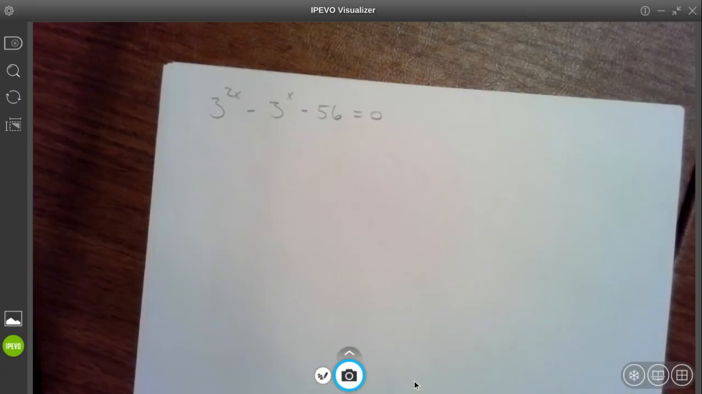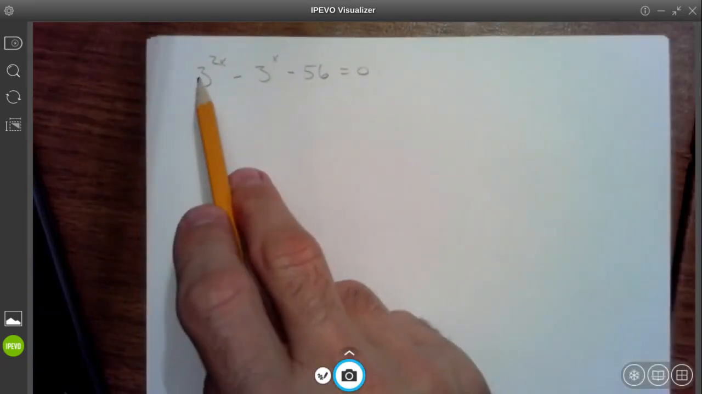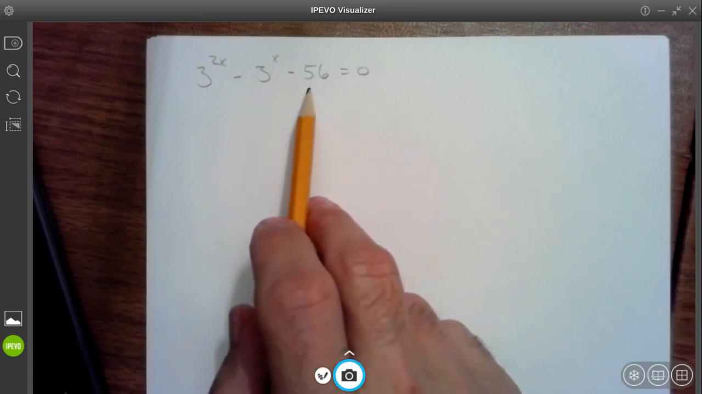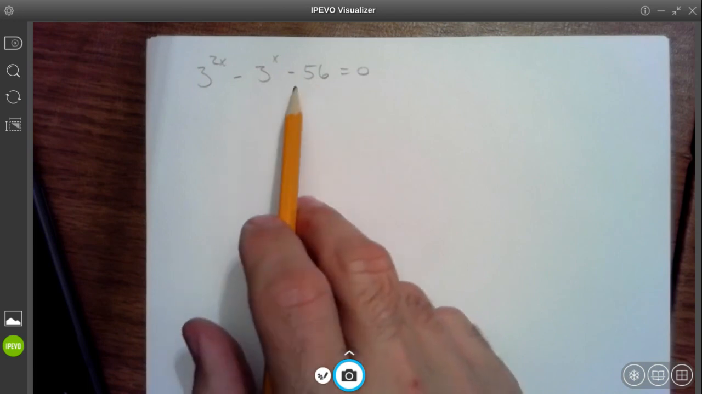All right, we're going to look at a kind of tricky exponential equation here. Not only do I have two bases, I've got this third term floating around. And this makes it very complicated.